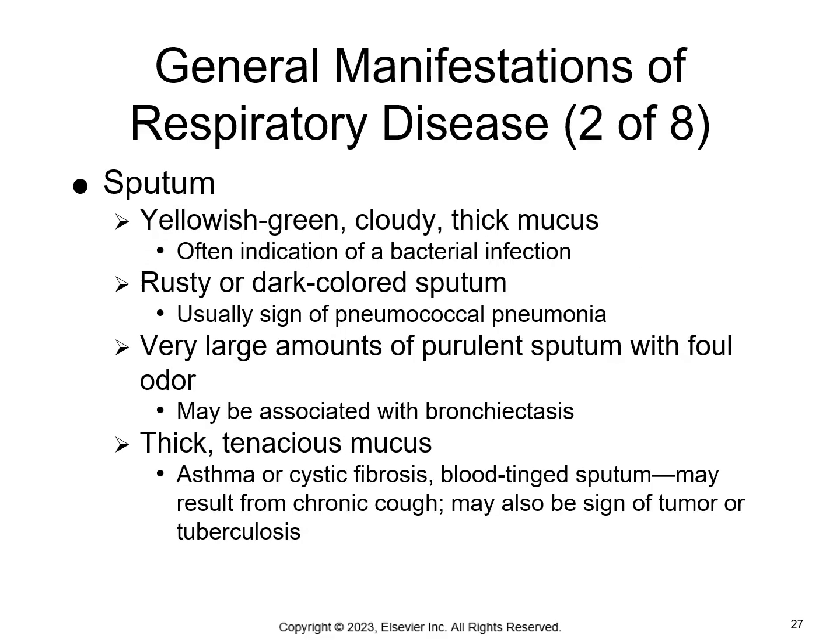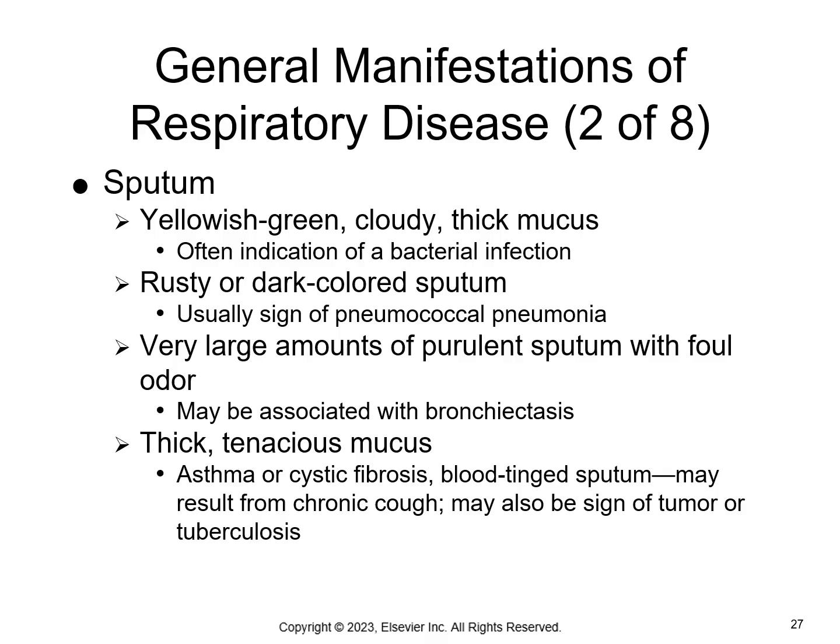Sputum from the respiratory tract has significant characteristics depending on its abnormality. Normal secretions are relatively thin, clear, and colorless or cream color. Yellow, green, cloudy, thick mucus is usually a sign of some sort of bacterial infection. Rusty or dark colored sputum is often seen in pneumococcal pneumonia. Large amounts of purulent, pus-containing sputum with a foul odor may be associated with bronchiectasis.